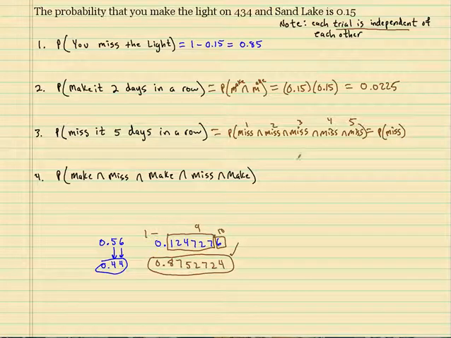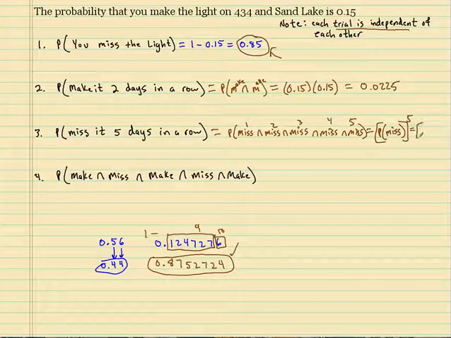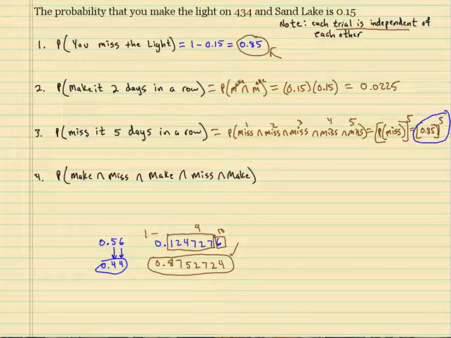Okay, what's the probability that we miss? The probability you miss a light is 0.85. Okay, how many of these 0.85s do we need to multiply? We need to multiply 5 of them. So 0.85 to the fifth. Okay, so that's the answer. Put that in your TI-83.